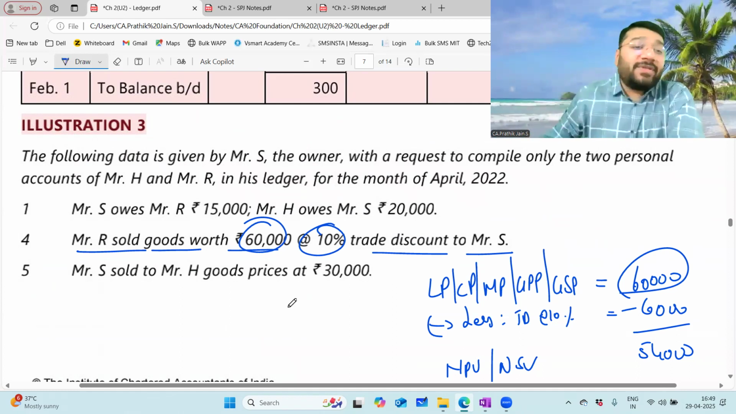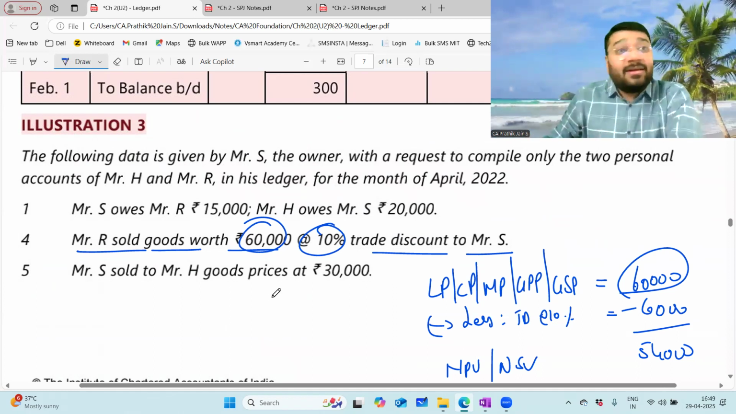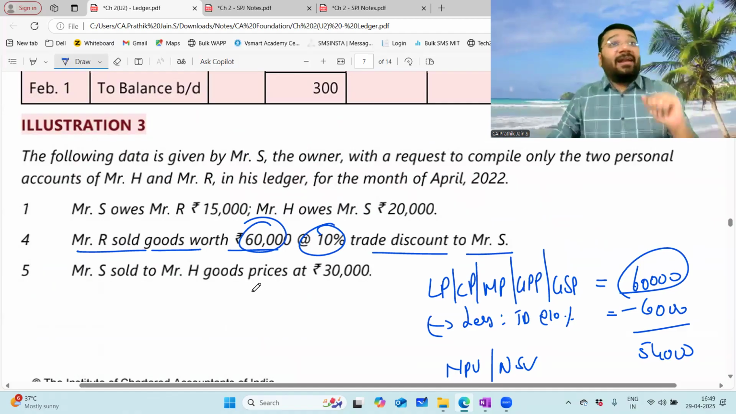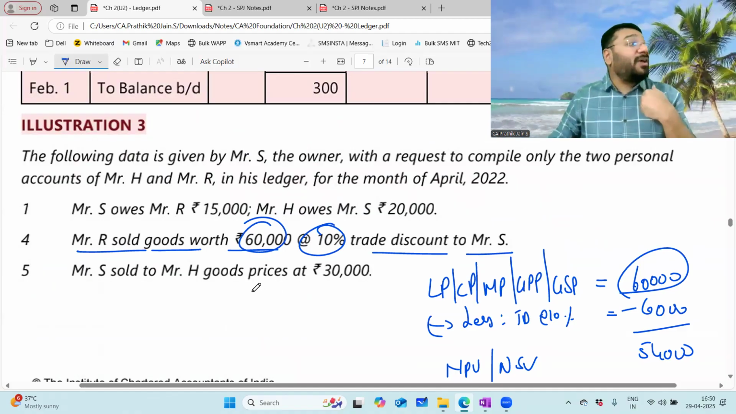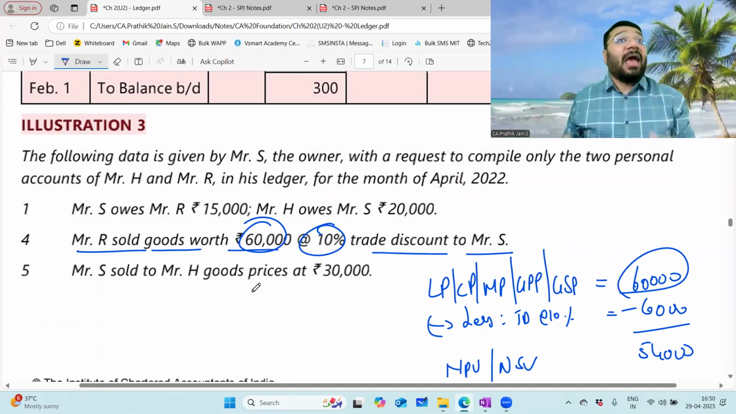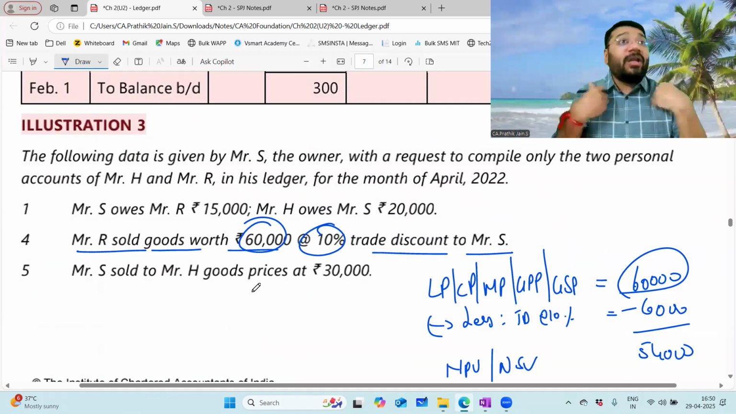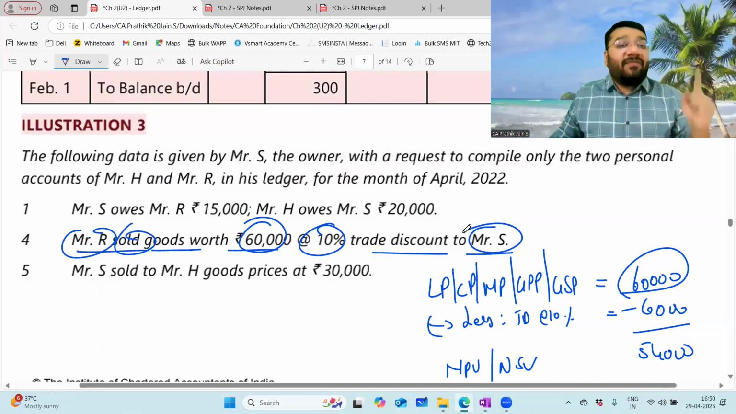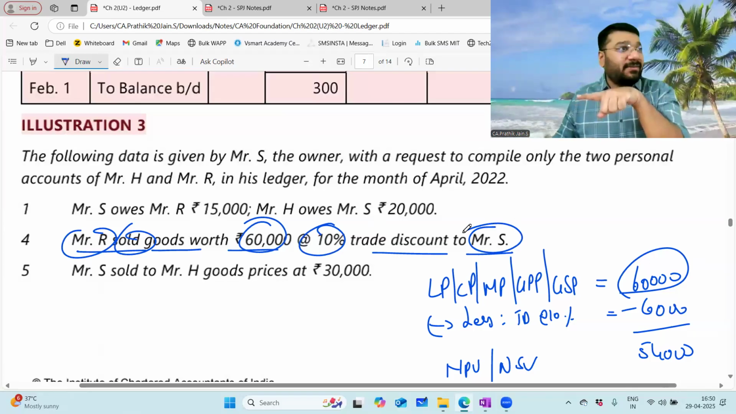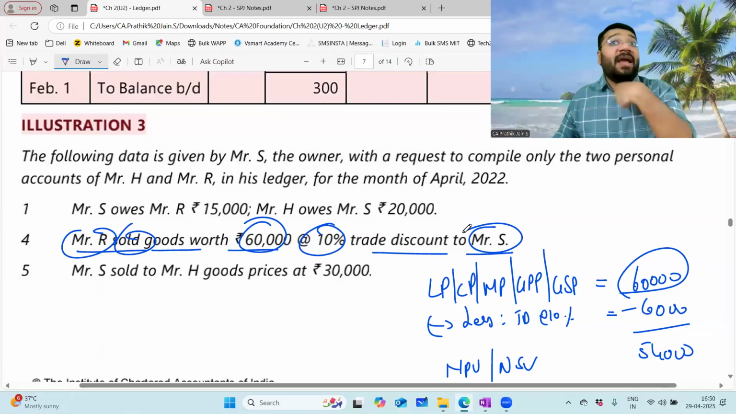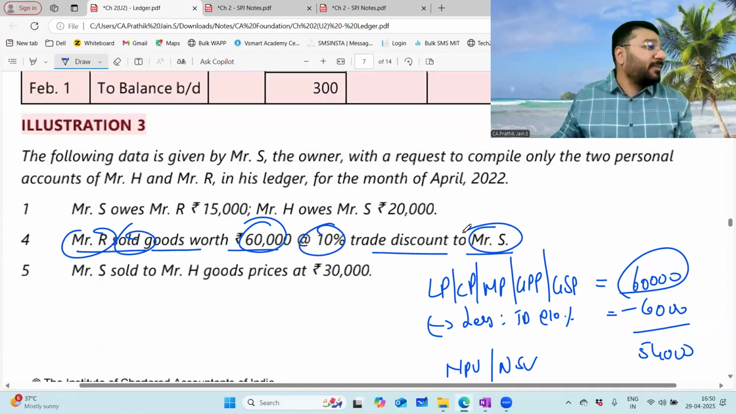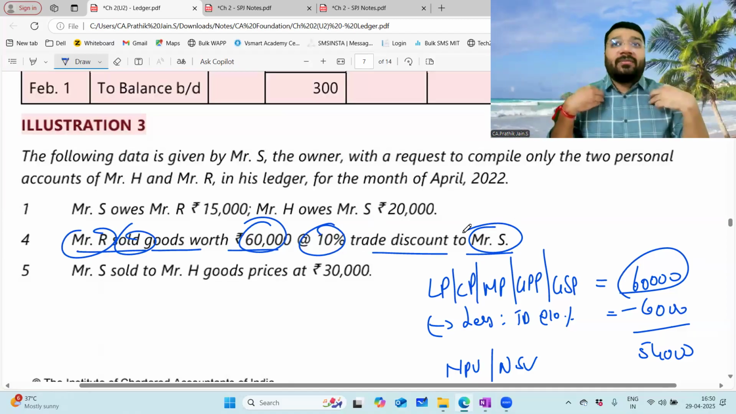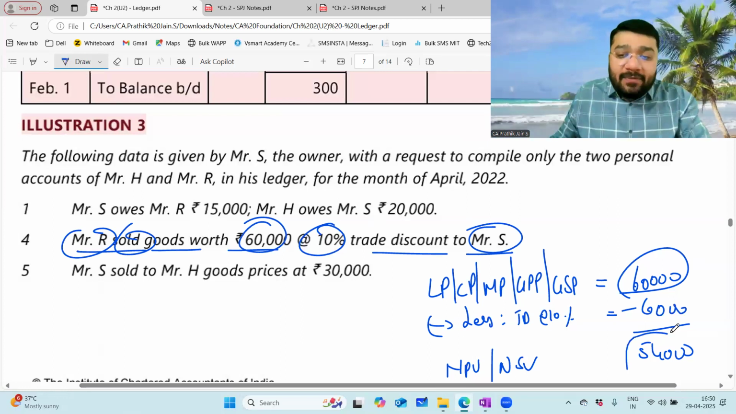Yes. Now, if you see here, they try to play a game with us. The game is that they didn't say directly that we purchased 60,000 worth goods at trade discount of 10%. They said R is selling. Am I accounting for R? No, we are accounting for S. If R is selling the goods to Mr. S, we are Mr. S who is buying goods from R. So we are accounting from our viewpoint. So it should be purchase. So now purchase should be at net value 54,000.